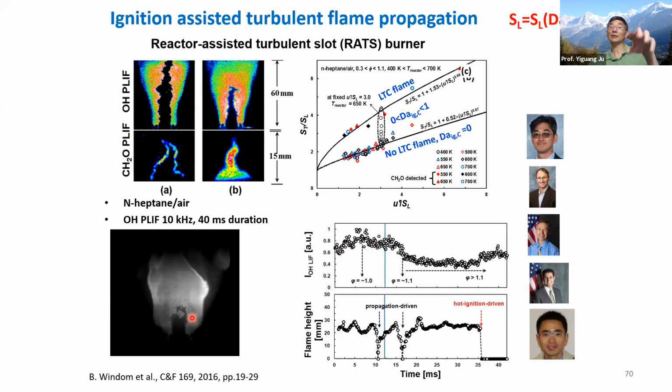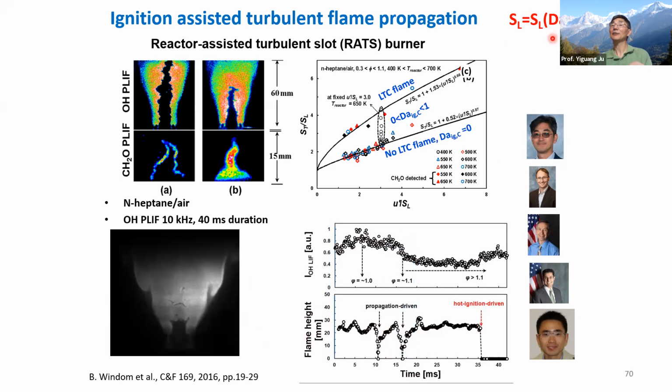You see the flame will flash back into the burner. You can see it already happened here. So that means that ignition associated flame can enhance the flame speed. It can enhance the flame stabilization.